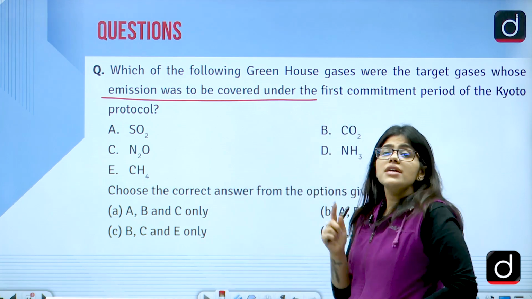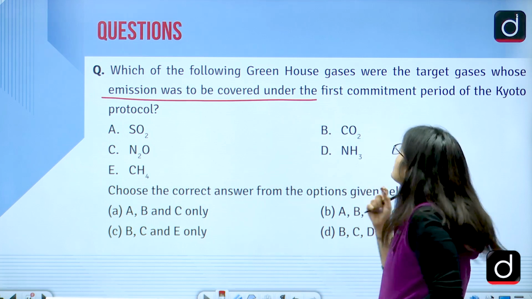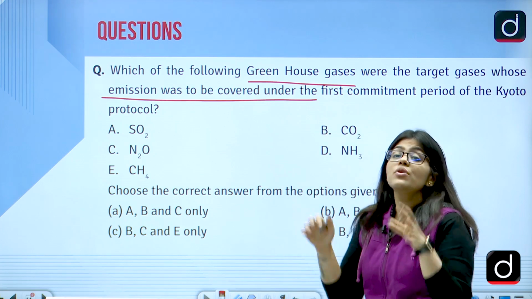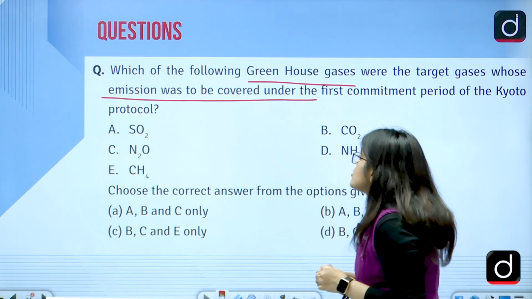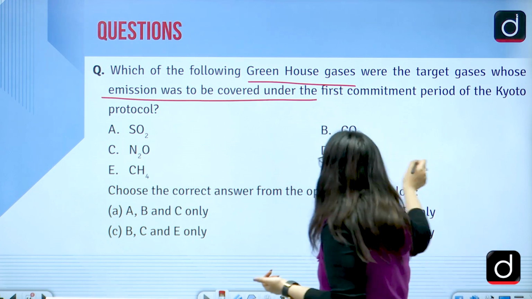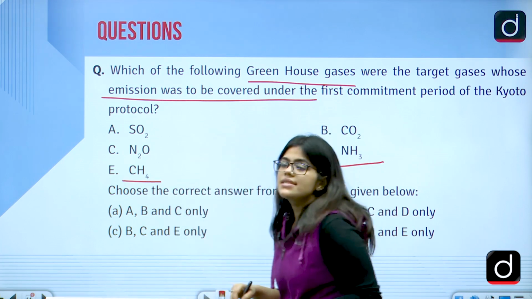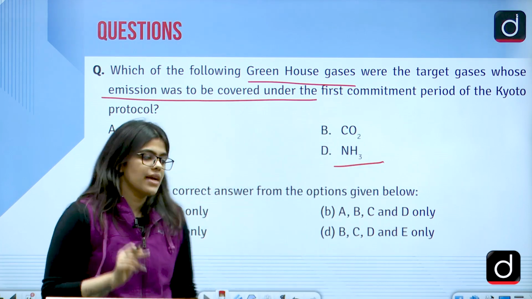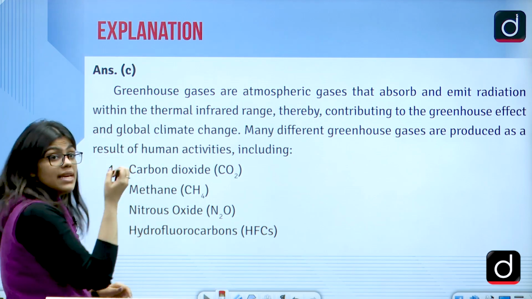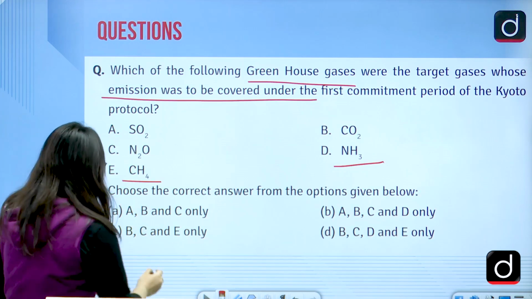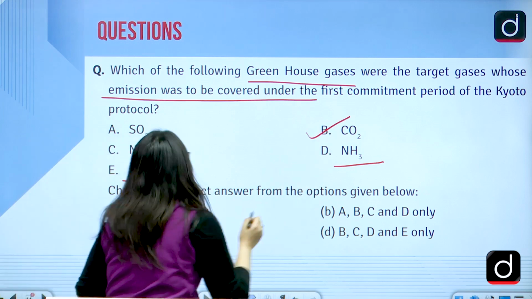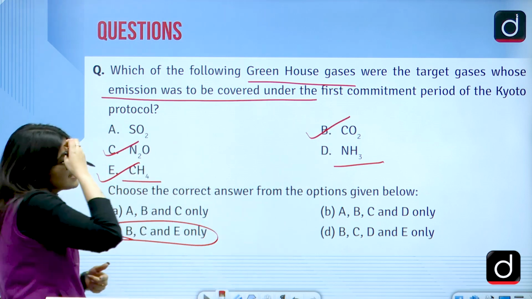So here in the first commitment period, what are the few greenhouse gases that we are talking about that we have to eliminate? So we have SO2, we have CO2, we have N2O, we have NH3, and we have methane, that is CH4. So what would be the correct answer? Okay, so the correct answer is C, and let us read it. First of all, let us mark C, that means B, C and E. That means B, C and E is the right answer.